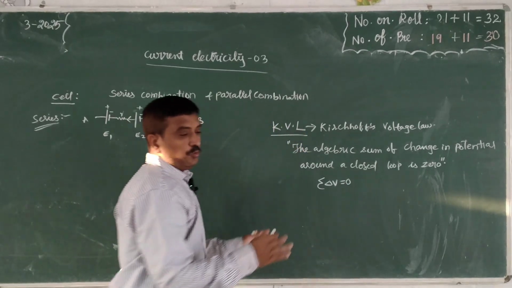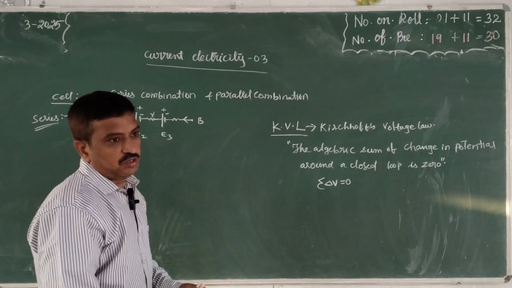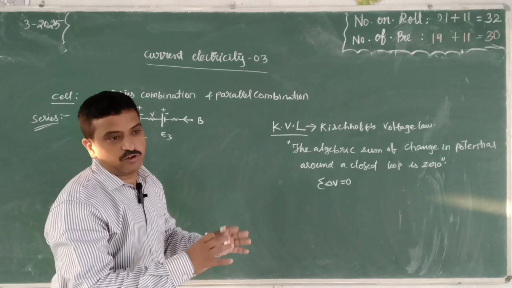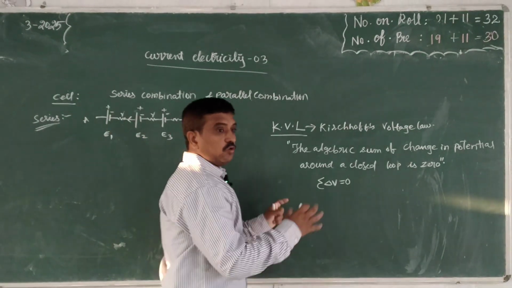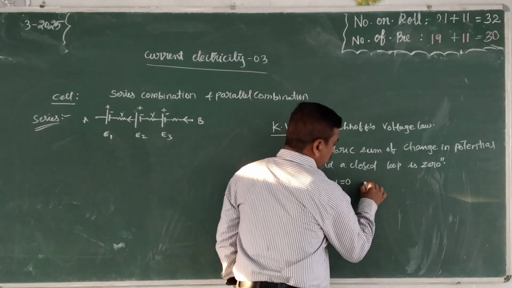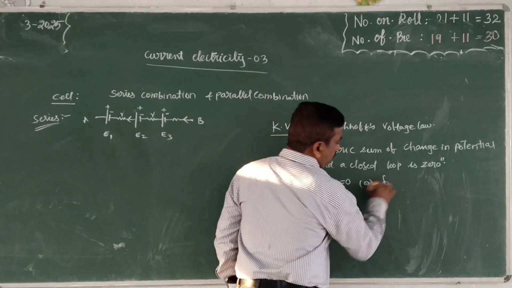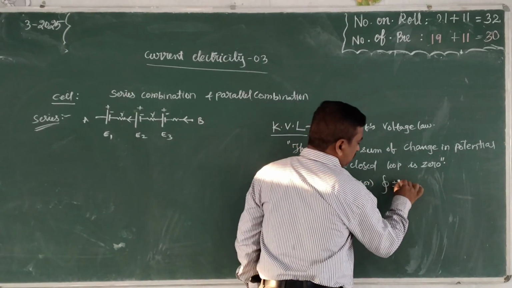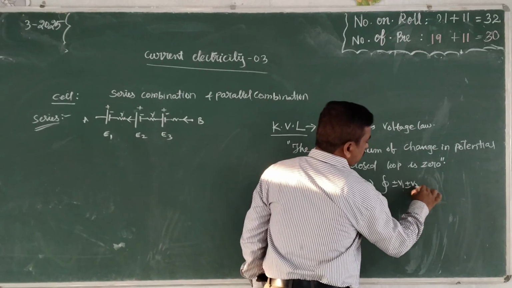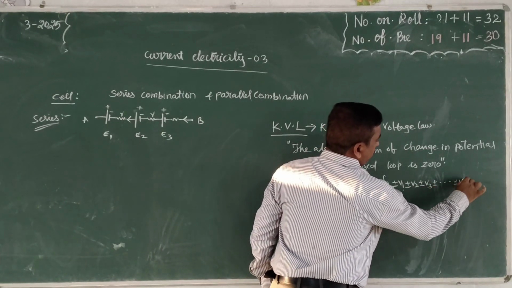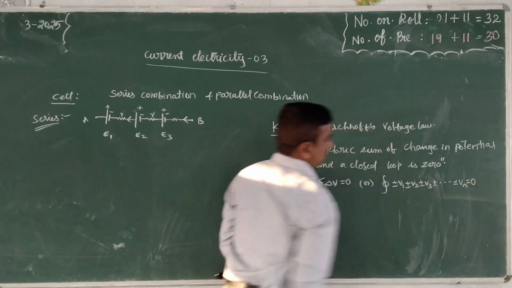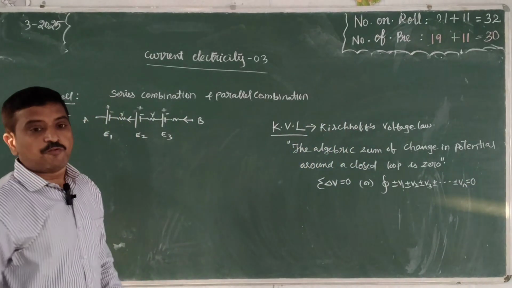In a closed loop, the sum of the changes in potential across devices is always 0. We can write plus or minus V1, plus or minus V2, plus or minus V3, and so on, plus or minus Vn equals 0. It is Kirchhoff's voltage law.